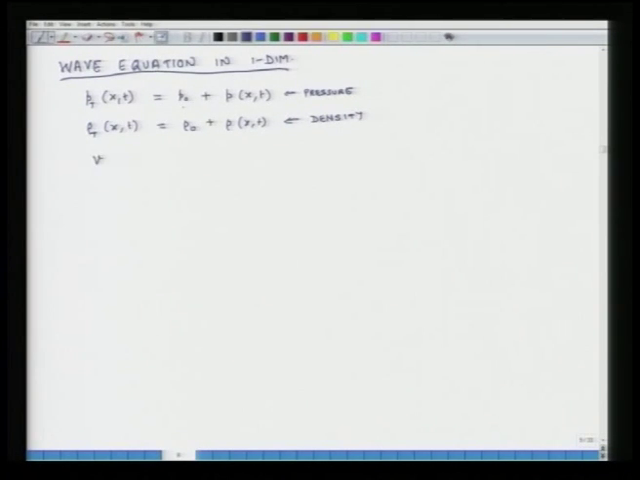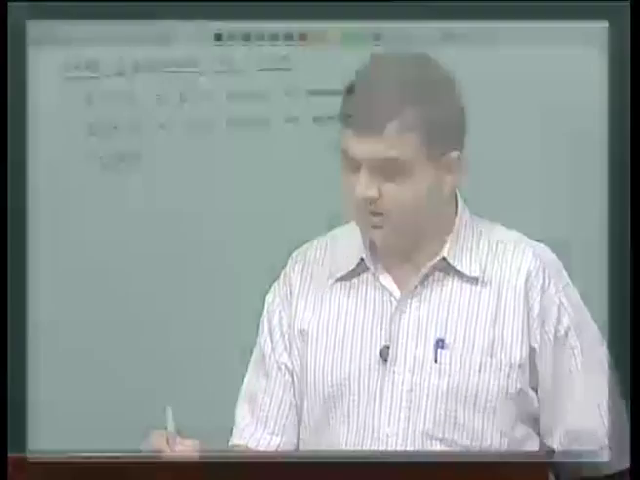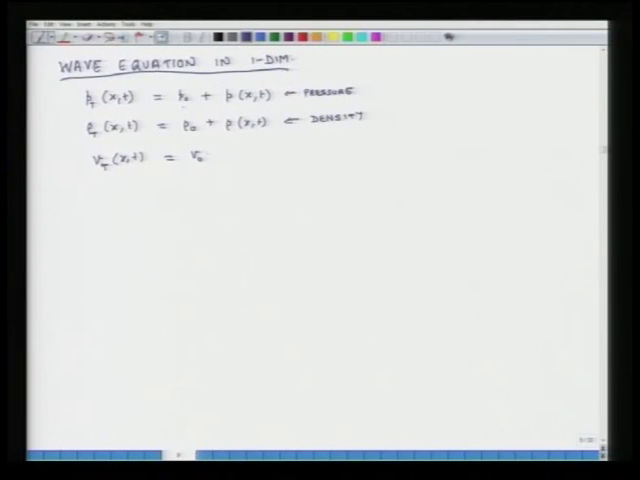Then my volume of air, let us say my final volume of air is V subscript t, and that is equal to initial volume V_0 plus some incremental change in volume, which is tau, again a function of position and time. So, that is the relation for volume.